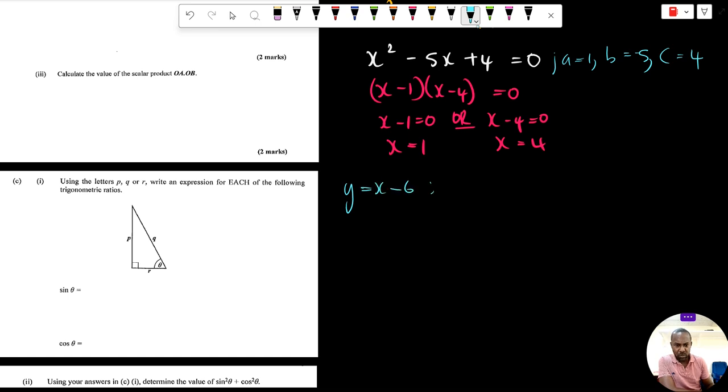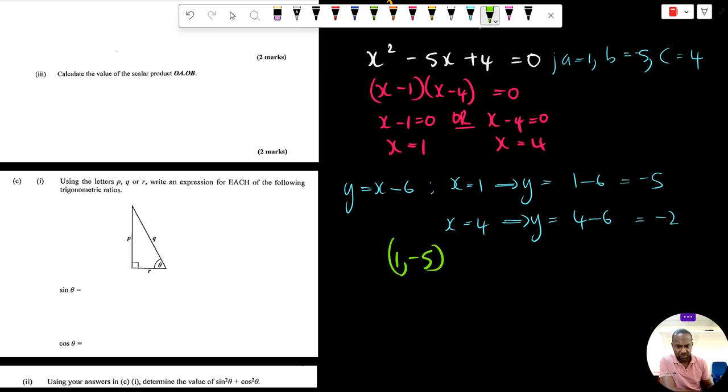And so when x equals 1, we have y equals 1 minus 6, which gives us negative 5. And when x is equal to 4, we have y is equal to 4 minus 6, which gives us negative 2. And what this therefore means is that our points of intersection are (1, -5) and (4, -2).